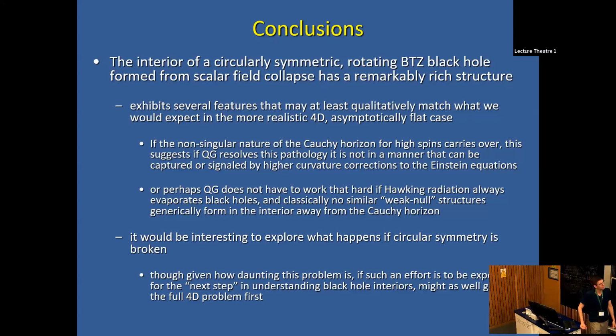On the other hand, it might be that Hawking radiation might come to the rescue, in the sense that it's going to evaporate the black hole, and we might only ever get to that regime where they're in conflict when the black hole is microscopic. And so the entire thing is quantum. But you can speculate on what the more interesting next steps are. I think the 3D problem is interesting, but given how complicated it would be, even in this 3D problem, to relax circular symmetry, we might as well just try and go for the 4D problem. Thank you.